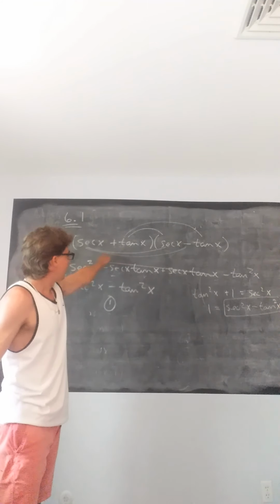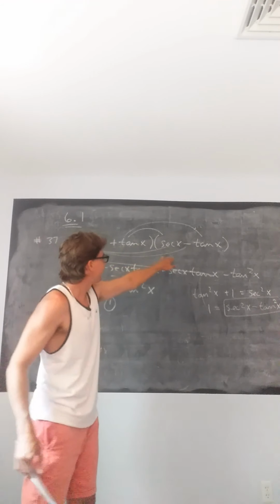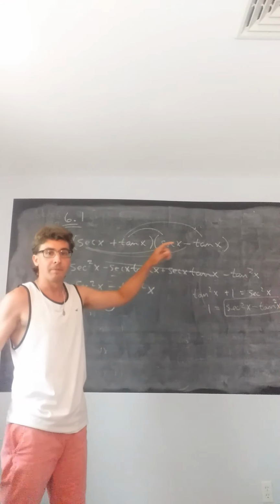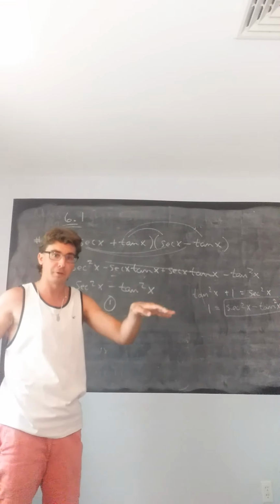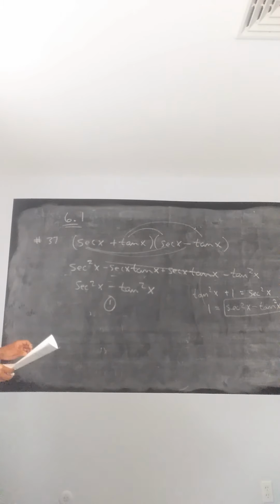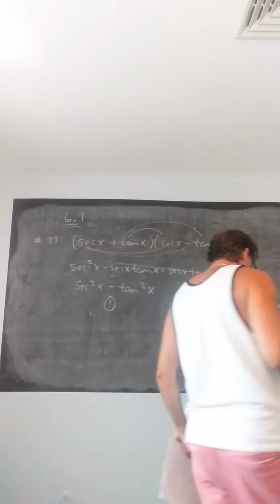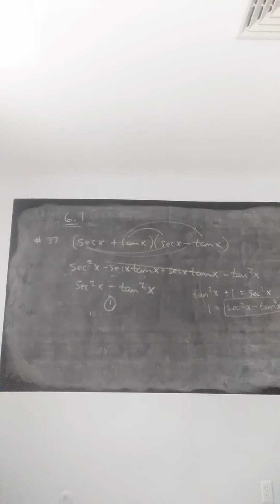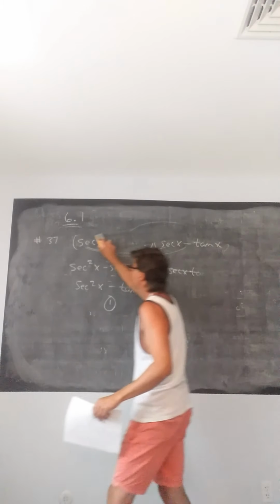And essentially, this is just like in algebra if you had x plus y times x minus y. You square the first terms, you square the last terms, and the middle terms cancel out. So that's how you do that. That would be number 37 from 6.1. Now let's do another one like this where we have to multiply.